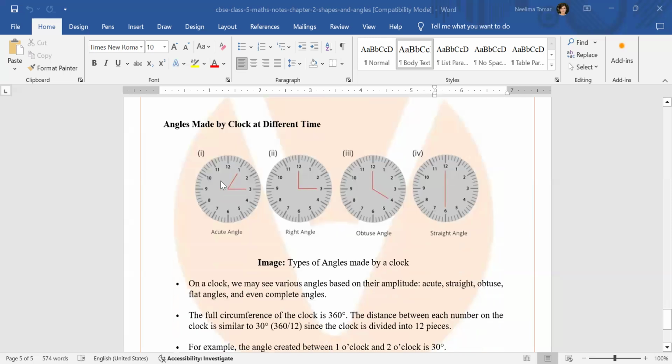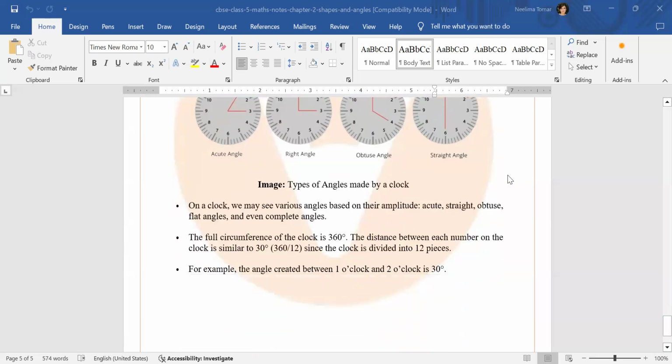Now, as you can see here, the angles made by a clock at different times. Here you can see the first one is representing an acute angle. The second clock is representing 90 degrees, that is a right angle. The third clock is representing an obtuse angle. Then the fourth clock is representing a straight angle. These are the types of angles made by a clock.